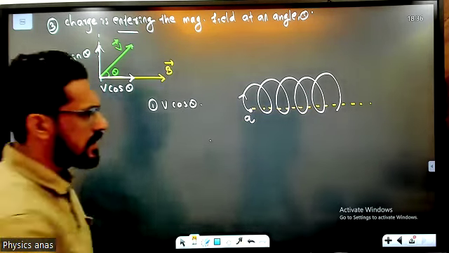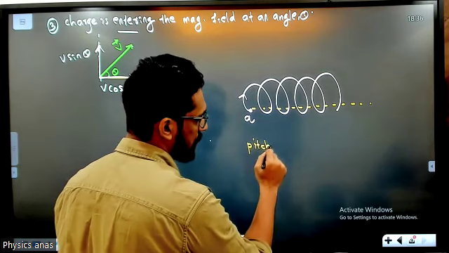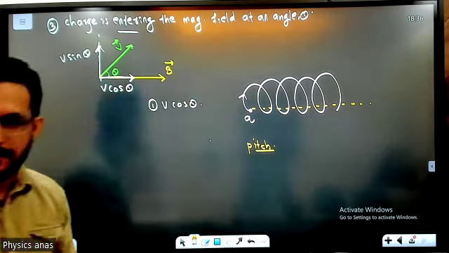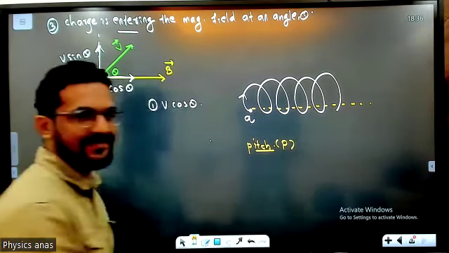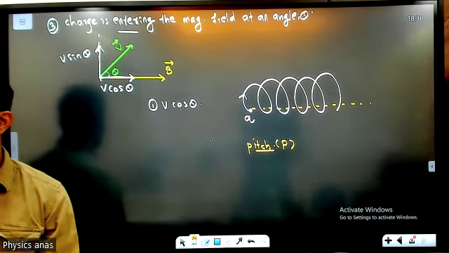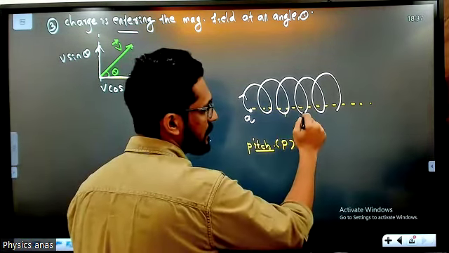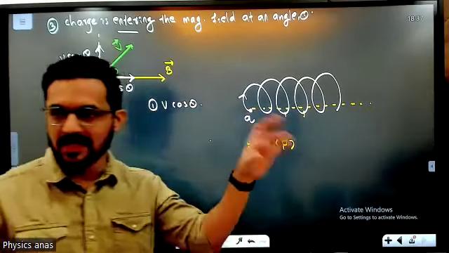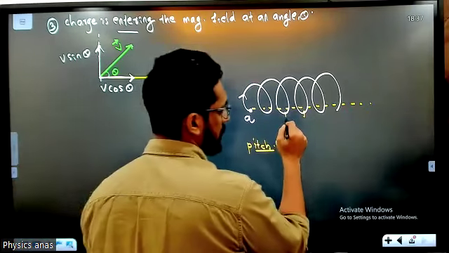Then there is a term called pitch. You can represent pitch with P. What is pitch? Pitch is the distance traveled by the charged particle in the direction of the magnetic field during one rotation.